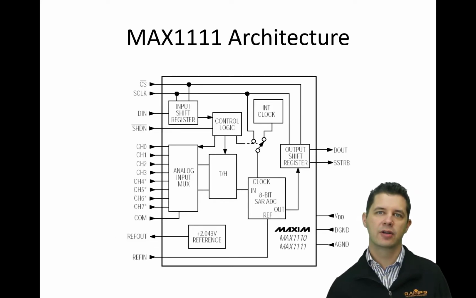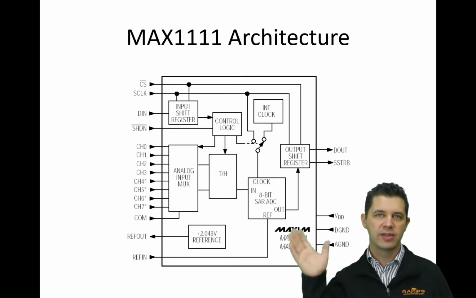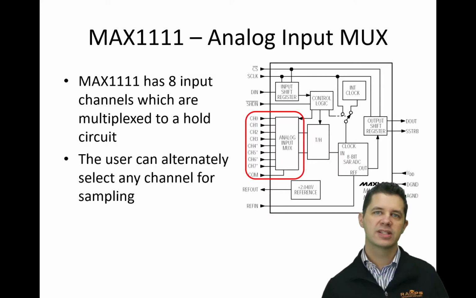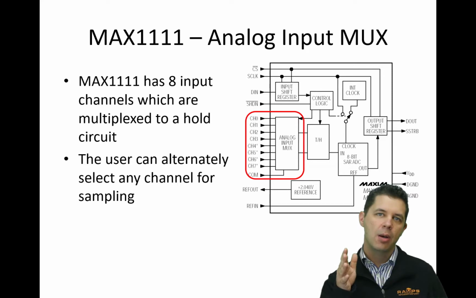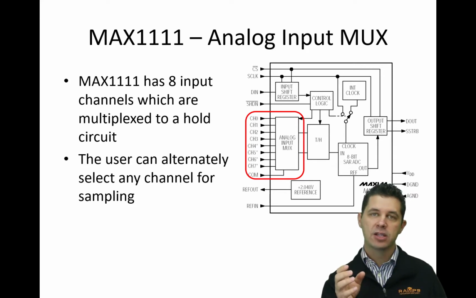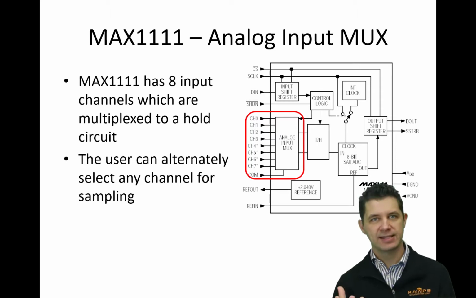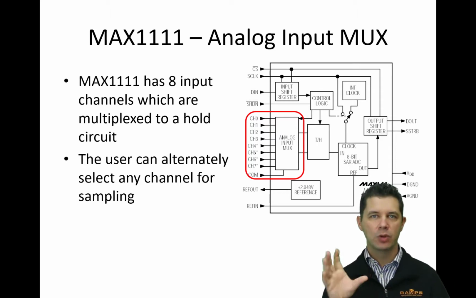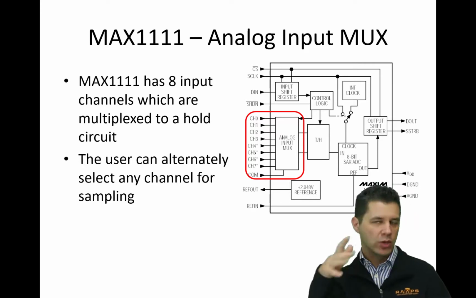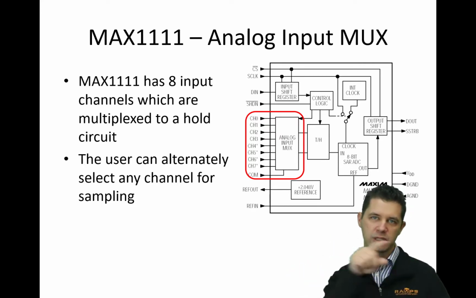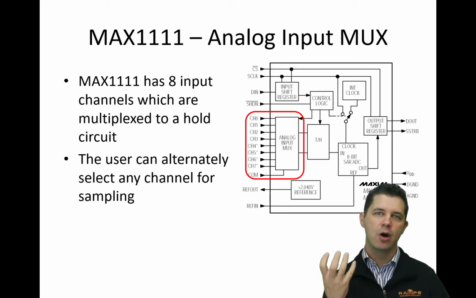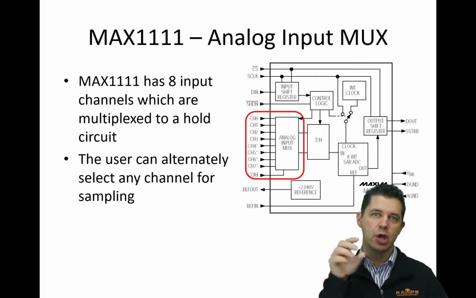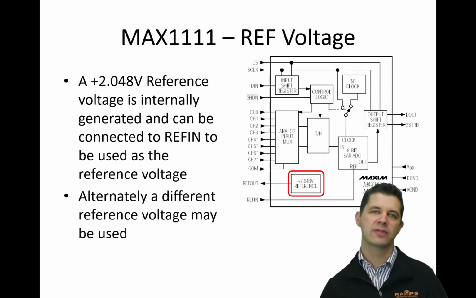Here's the architecture of our MAX1111. And we'll be talking about some of these different elements and how they actually work. So firstly, our input multiplexer, or our input mux. We've got 8 different channels that we can multiplex in to a hold circuit. So we can't measure all of those 8 channels simultaneously. We can only measure one at a time. And so our multiplexer will select the one that we want, we tell it which one we want, and switch that voltage through to a hold circuit. When we've got that in our hold circuit, it will create that voltage inside, and that's the one we're actually going to measure. So we can select as a user which channel that we want for sampling at any point in time. We can keep changing them as we go.